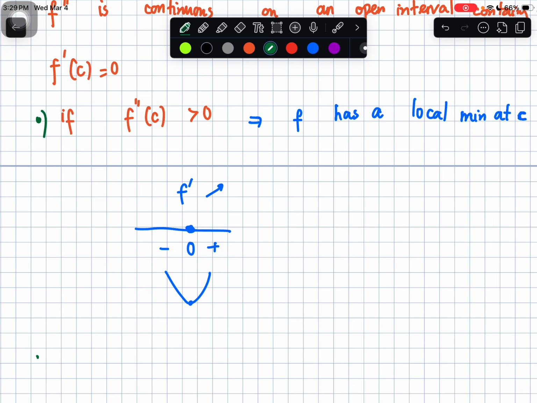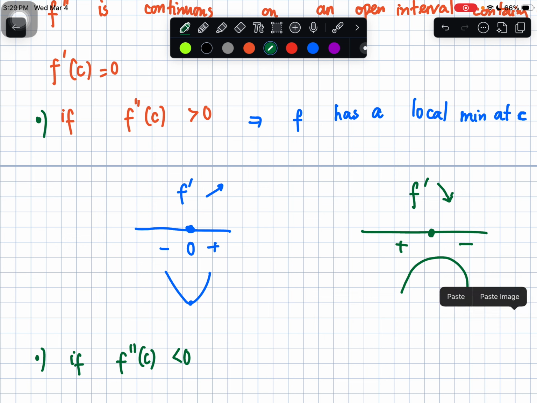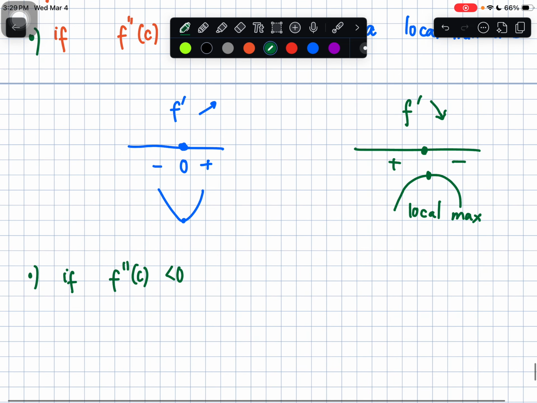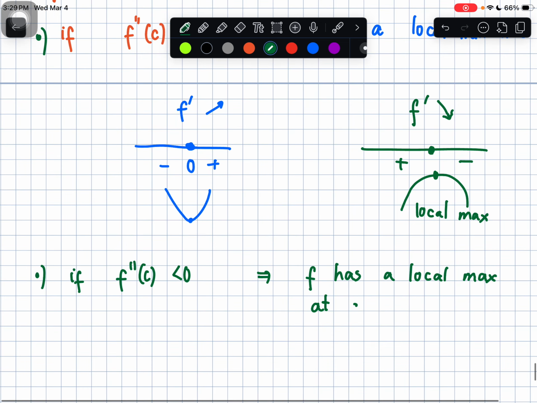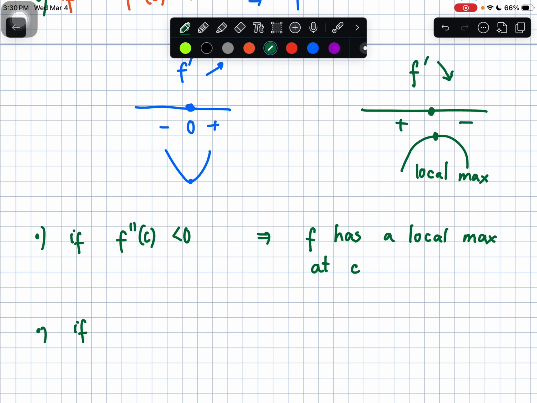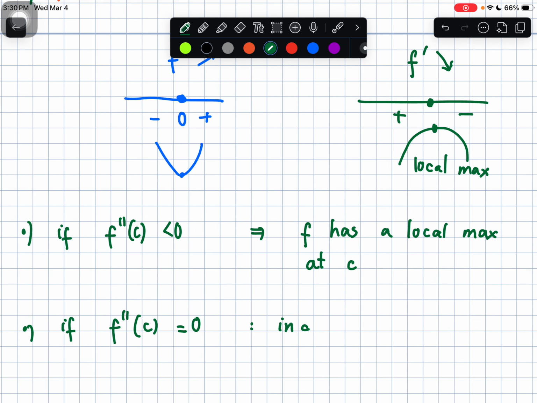The second case, if f double prime at c is negative, so f prime is decreasing. It is 0 and now decreasing. So before that is positive, after that is negative. So we should expect a local max. f has a local max at c. And the last one, if f double prime at c is 0, we cannot say anything. Inconclusive.